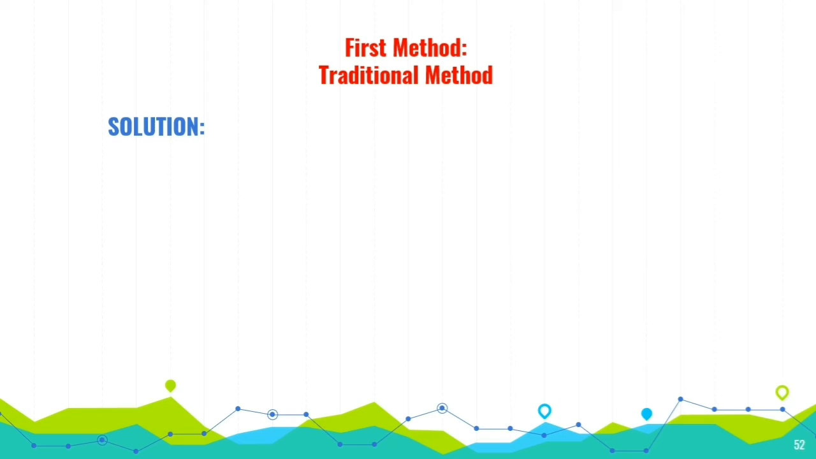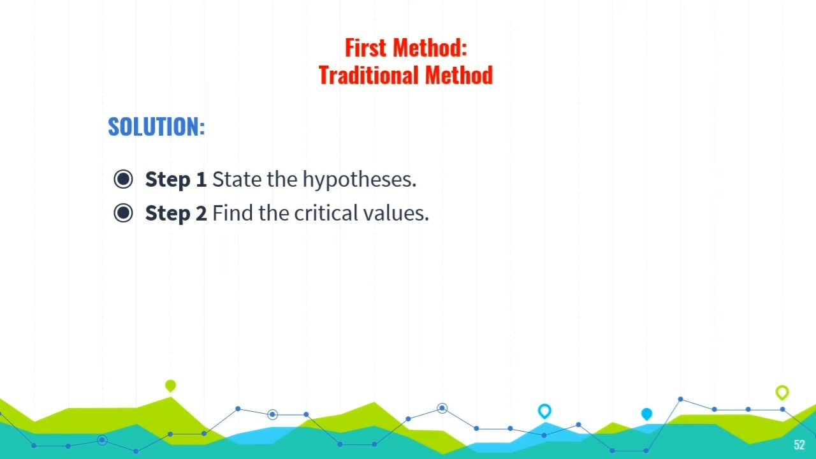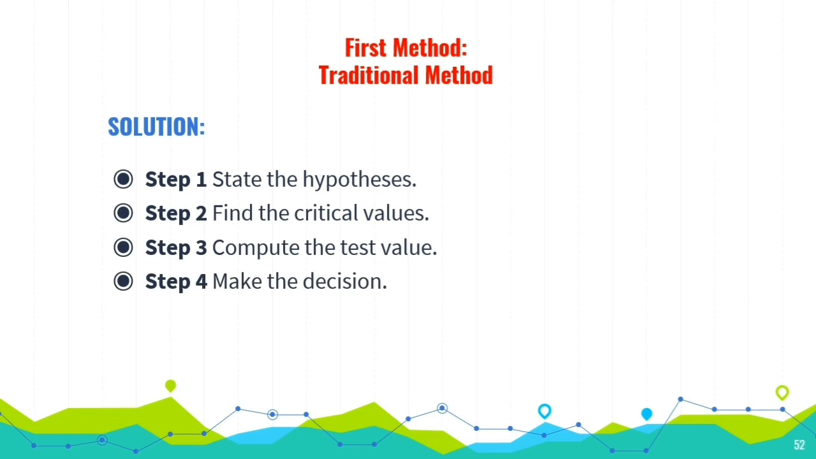So we have here similar steps like in the previous chapter. For step 1, state the hypothesis. Step 2, find the critical values. Step 3, compute the test value. Step 4, make the decision. And for step 5, summarize the results.